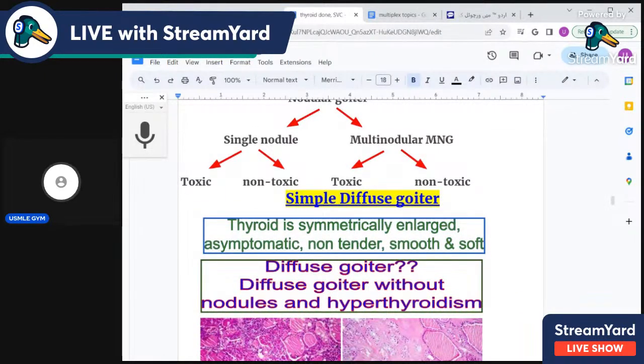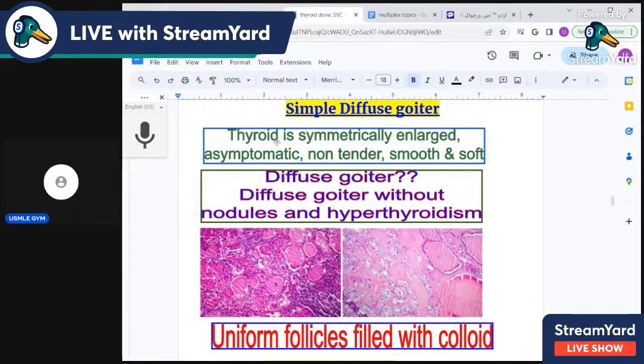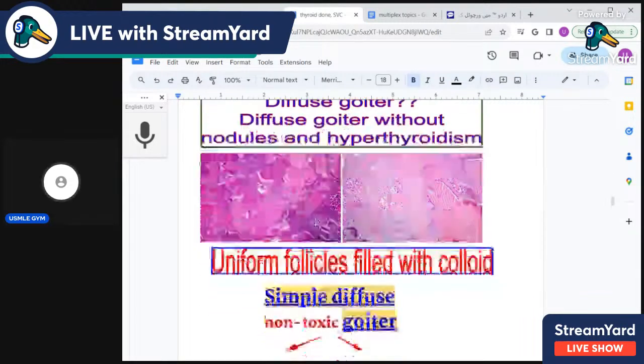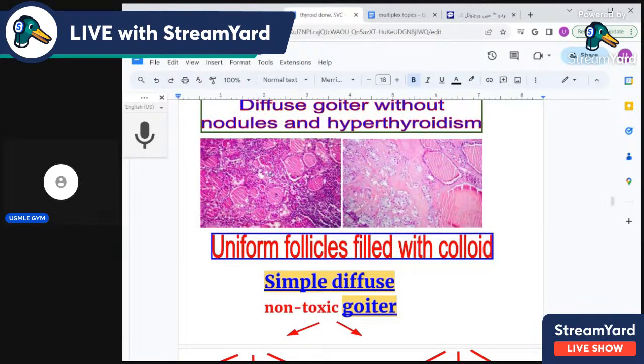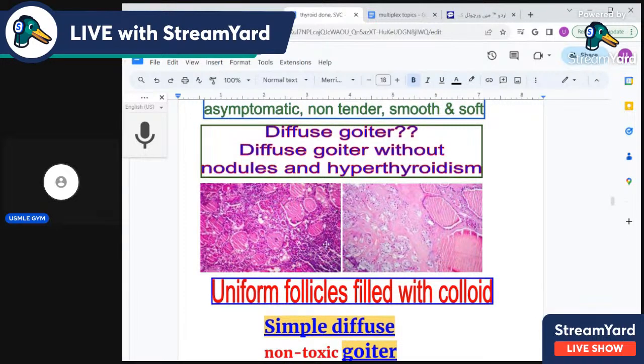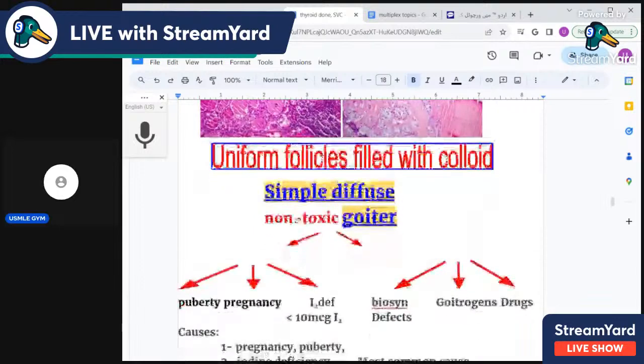Now let's discuss the simple diffuse goiter. In simple diffuse goiter, the thyroid is symmetrically enlarged, asymptomatic, non-tender, smooth and soft. This is simple, and the thyroid function is normal. There are no nodules or hyperthyroidism. Microscopically, the simple diffuse non-toxic goiter has uniform follicles. See here, uniform follicles filled with colloid.